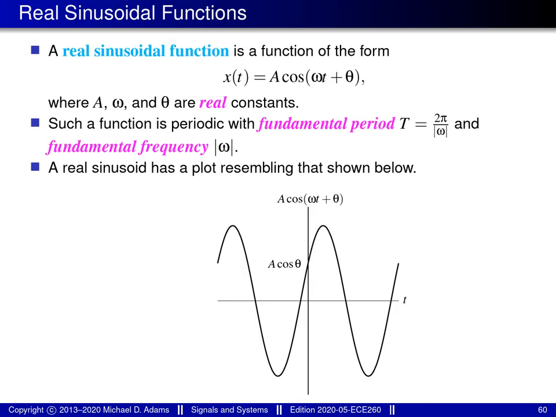The first type of function that I need to introduce is what is known as a real sinusoidal function. So a real sinusoidal function is a function that has this particular form here, where the constants a, omega, and theta are real constants. And such a function has the fundamental period 2 pi over the absolute value of omega and the corresponding fundamental frequency magnitude of omega. And at the bottom of this slide we have a plot of an example of a real sinusoidal function.